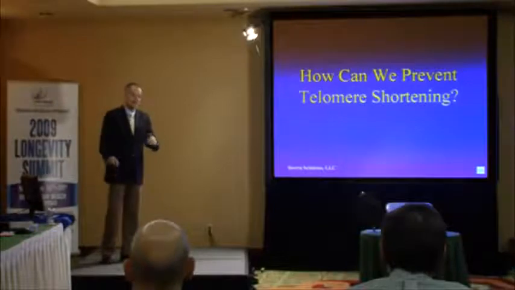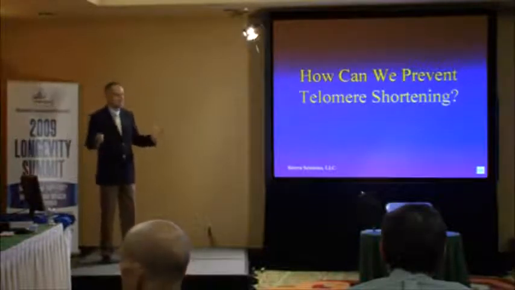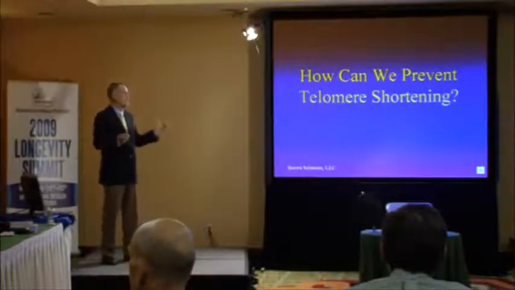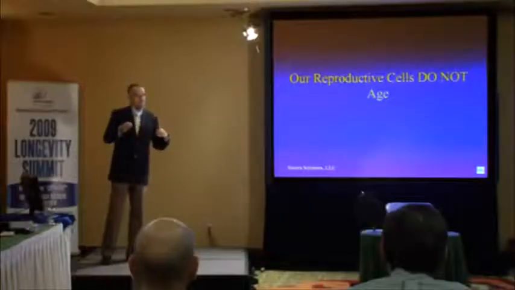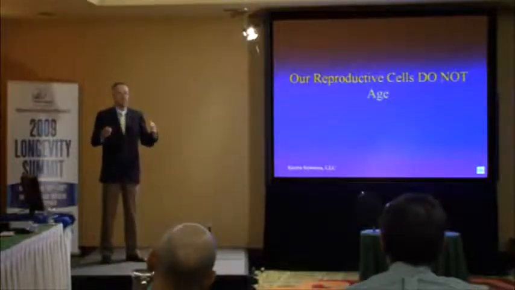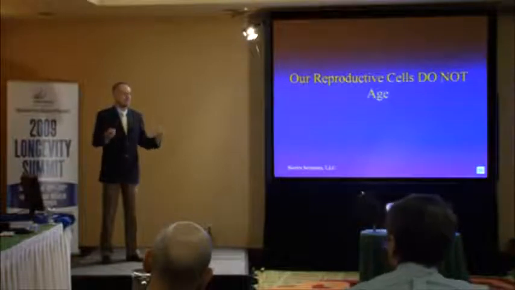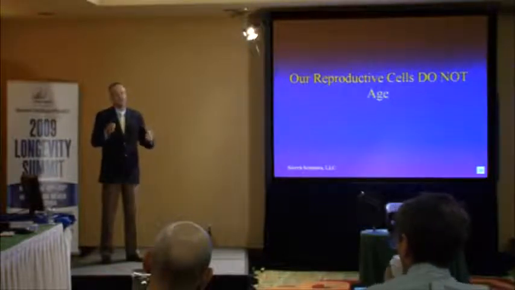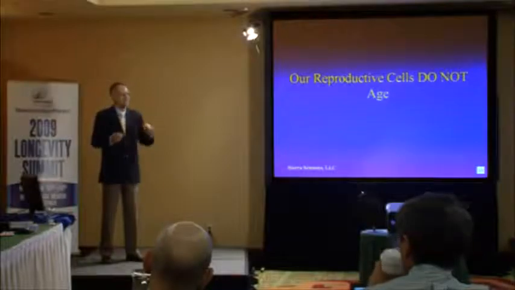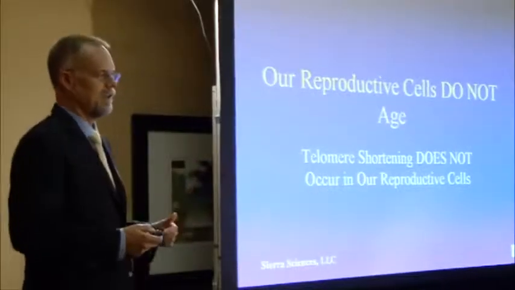So how can we prevent telomere shortening? This is the thing I was saying you can't do right now, but hopefully we can in the future, with one exception. And that is taking into account the fact that our reproductive cells do not age. And we kind of know that, because if the theories are right that we age because our cells age, then if all of our cells age, then our children should be born as old as we are. But they're born younger than we are. So that means that our reproductive cells aren't aging. And as it happens, telomere shortening doesn't occur in our reproductive cells.